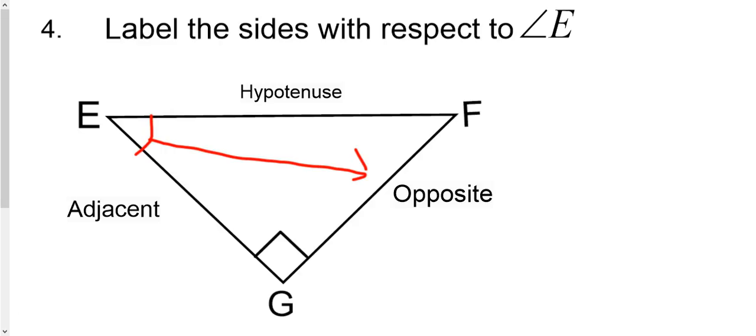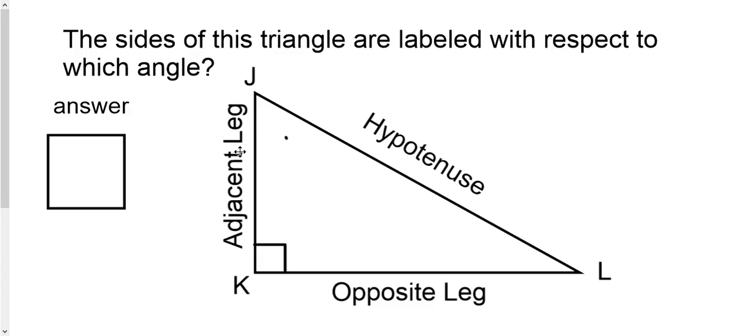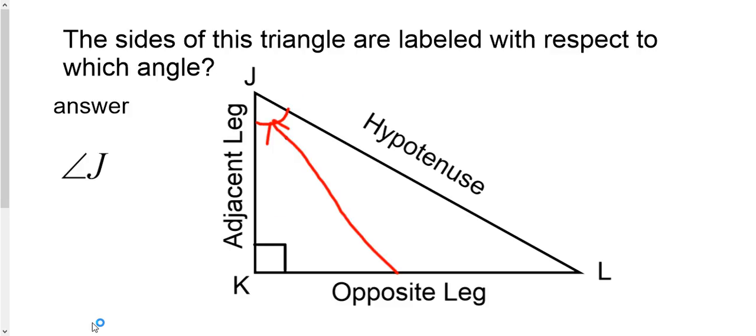These last two are a little different. If they were already labeled like this, with respect to which angle are they labeled? So I can see if this is the opposite leg, then they're labeled with respect to the angle that is opposite this leg here, which is this angle right here, J. So these are labeled with respect to angle J.